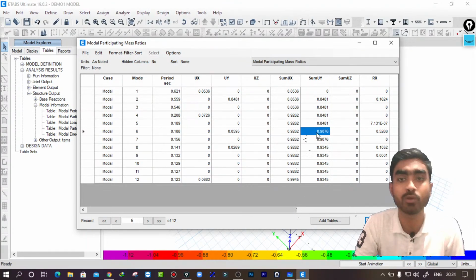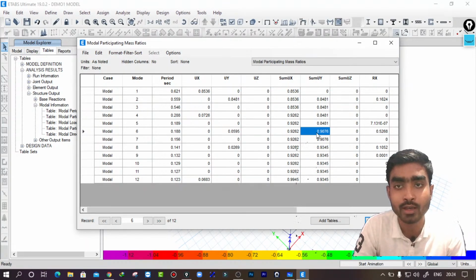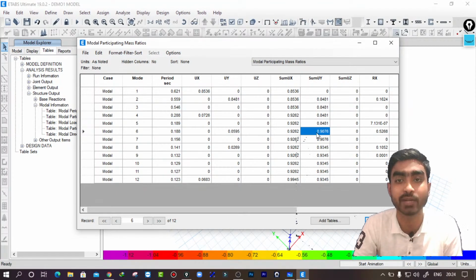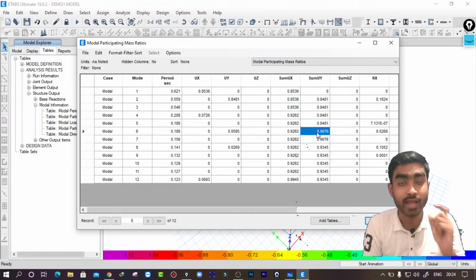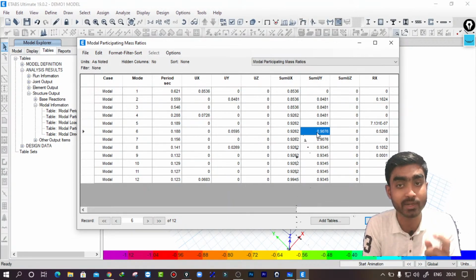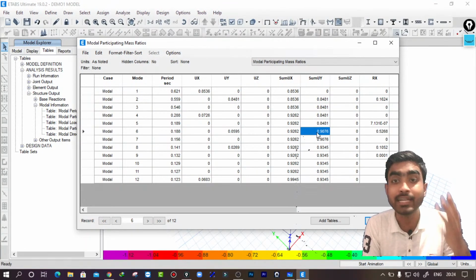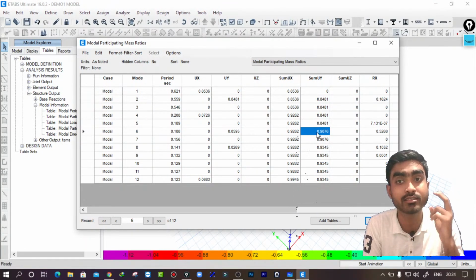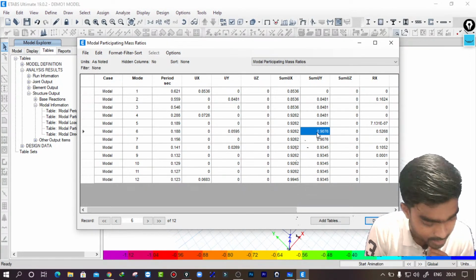There is another code provision, IS 1893 Table number 6. If you see point number B, it says that we should have 65% mass participation in both plane directions. We should have 65% of mass participation in both plane directions for the first 3 translational modes.